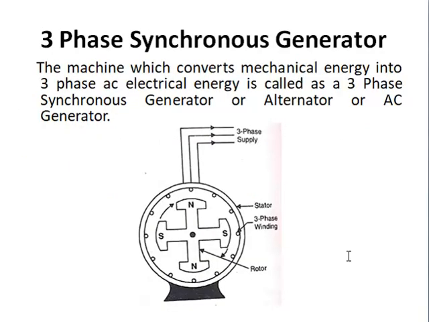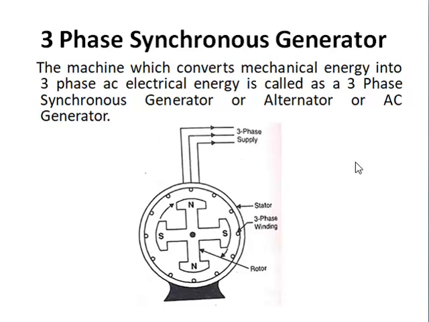First, what is a three-phase synchronous generator? Henceforth I will use the terminology synchronous generator, but you should be aware that it is also called an alternator or an AC generator. As we know, a three-phase synchronous generator is an electrical machine which converts mechanical energy into three-phase AC electrical energy.